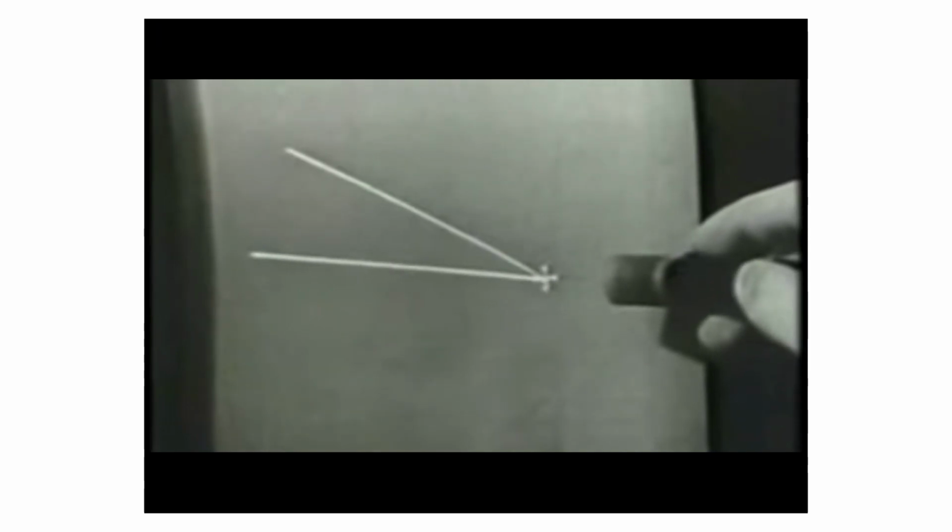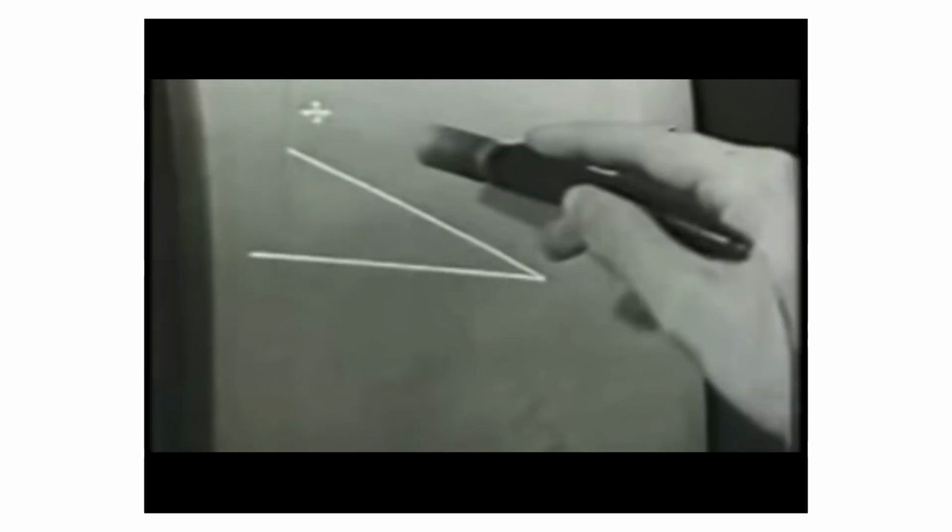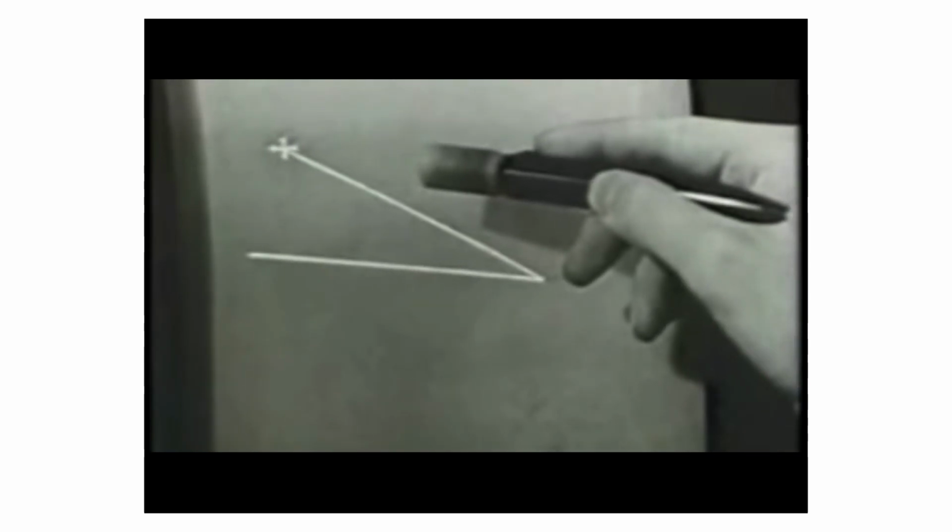In order to do this, I must first indicate the center of my circle. Let's choose it to be here. And then I'll move out to an initial radius, let's say this point right here, and I press the second button to start drawing the circle.